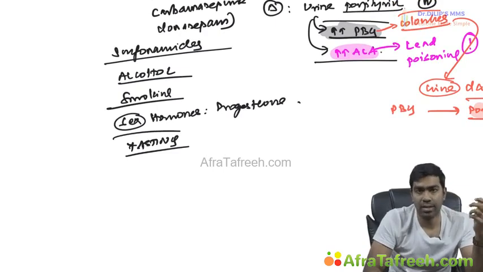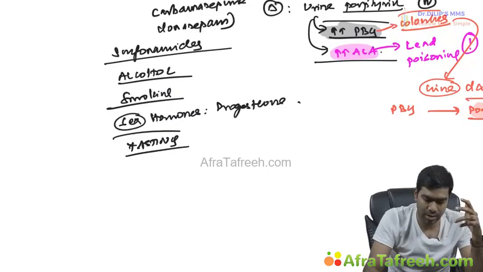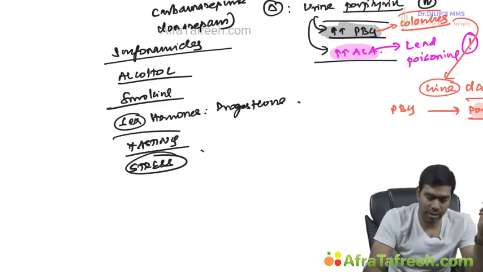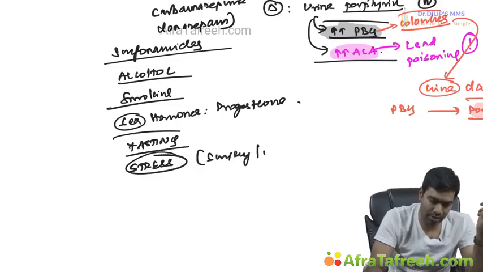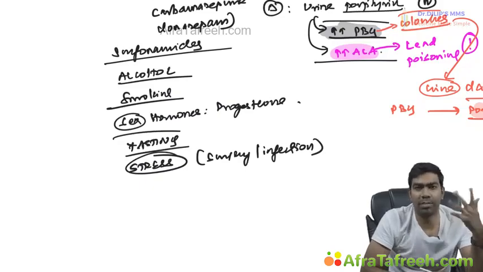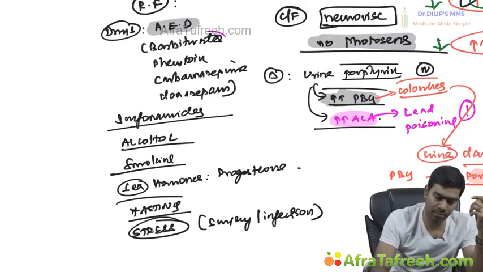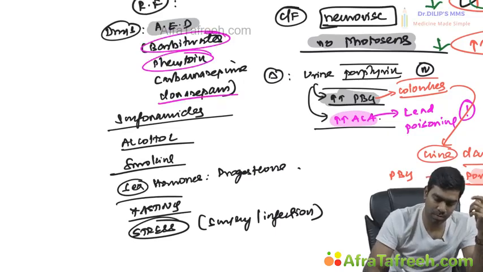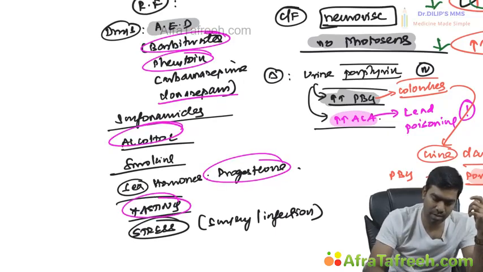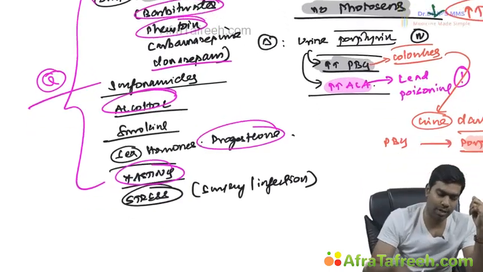Fasting can accelerate the ALA synthase activity, and that is the reason why even fasting can precipitate an acute attack. At the same time, stress can increase the production of ALA synthase, like surgery, infection, all these things also can precipitate an acute attack of acute intermittent porphyria. All these things are possible. In this, the most important are the barbiturates, phenytoin, clonazepam, alcohol, progesterone, and fasting. All these things are multiple times asked questions in the exam. So very, very important risk factors.